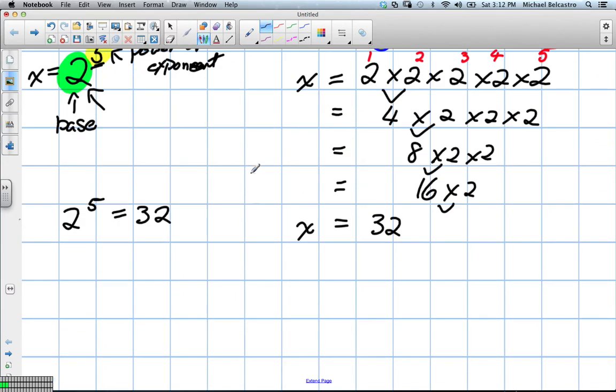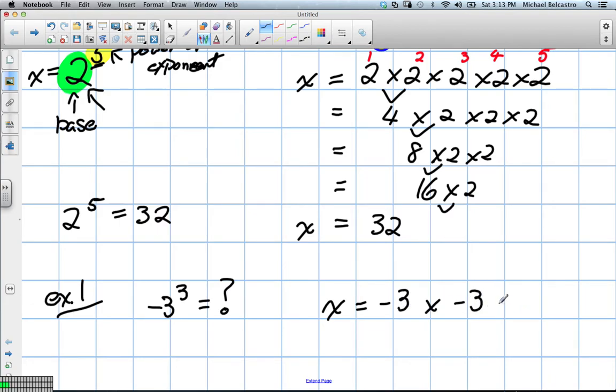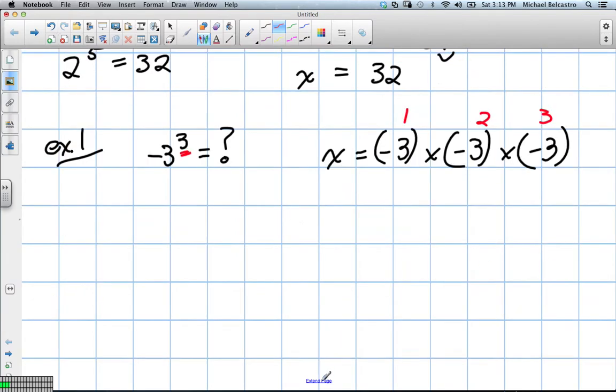So let's go through a couple examples here. Example 1, I'll get you to try to talk me through it here. Negative 3 to the power of 3 is equal to what? So x is equal to negative 3 times negative 3. That's right. Negative 3 times negative 3, because it's 3 times. Okay, so because it's 3 times, we repeat the base 3 different times. 1, 2, 3. Just like the exponent told us to.